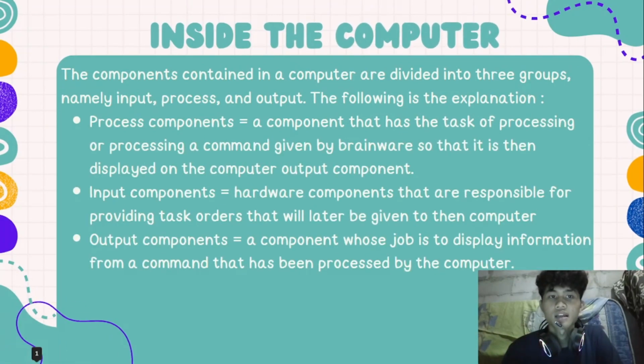And in the next slide, inside the computer, the components contained in a computer are divided into three groups, namely input, process, and output. Following is the explanation. Number one, process component. A component that has the task of processing commands given by firmware so that it is then displayed on the computer output component.